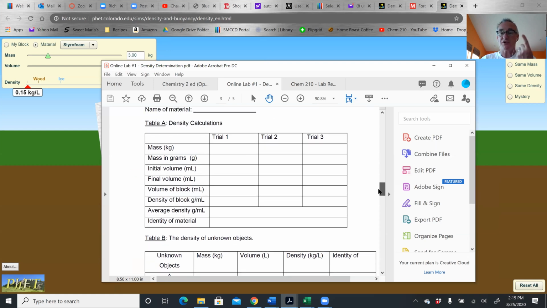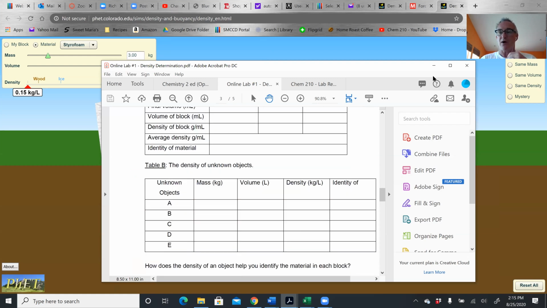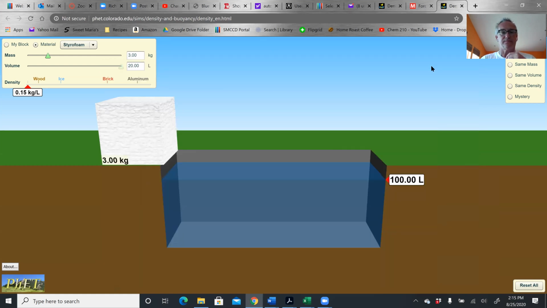No, I think you just measure the different materials, do 3 trials, and give the densities. So that part is fairly straightforward. So any questions about how to do this particular part of the lab?